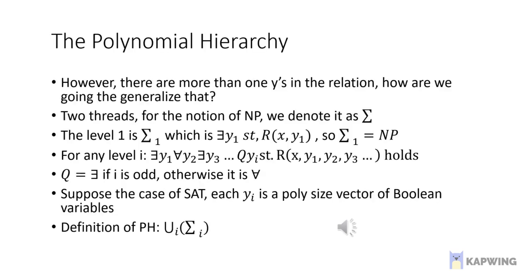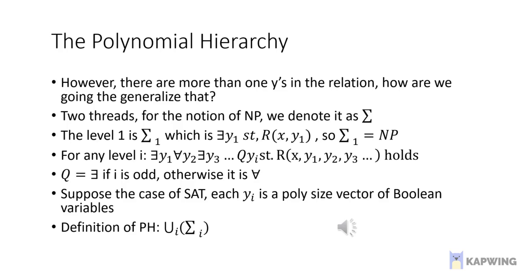I think it is time to talk about the polynomial hierarchy. Actually, we just saw the first level of the polynomial hierarchy, which is NP, and it is defined as there exists some y1 such that the relation holds. We denote it as sigma 1. For any other level i, we can define it as there exists some y1, for all y2, there exists some y3, up until some quantifier yi, such that the relation holds. The quantifier is existential if i is odd, otherwise, if i is even, then it is universal.